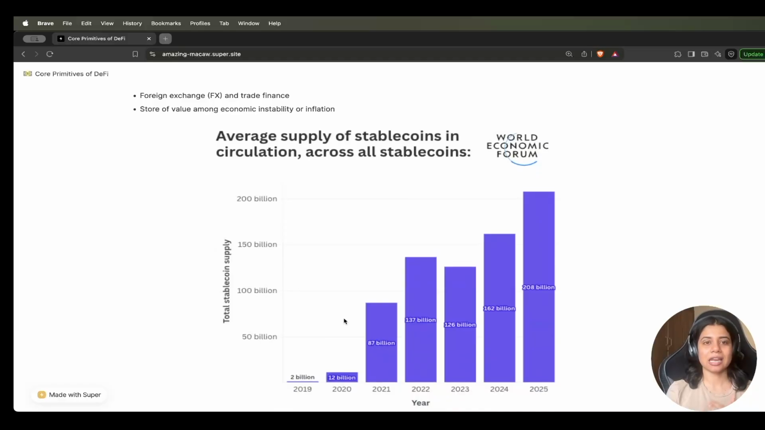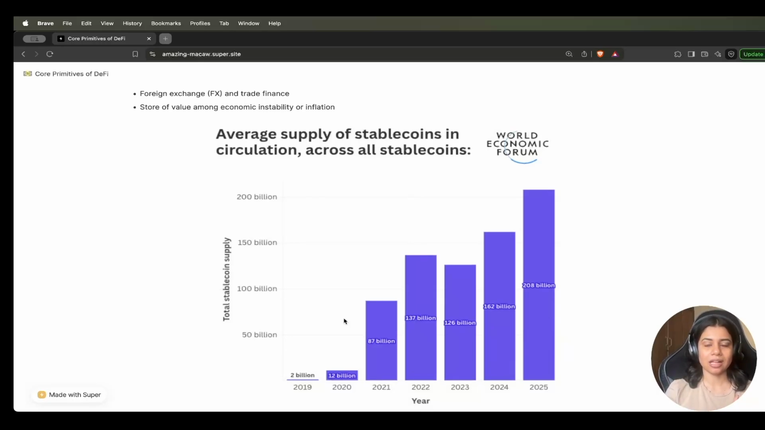If you see in this diagram, this is the average supply of stable coins in circulation, which is increasing year on year by 28%, with 208 billion being estimated in 2025. And the total volume that stable coins surpassed in 2024 exceeded the combined volume of MasterCard and Visa. So that's how crucial stable coins are. It's very clearly seen from the numbers that they're truly shining.